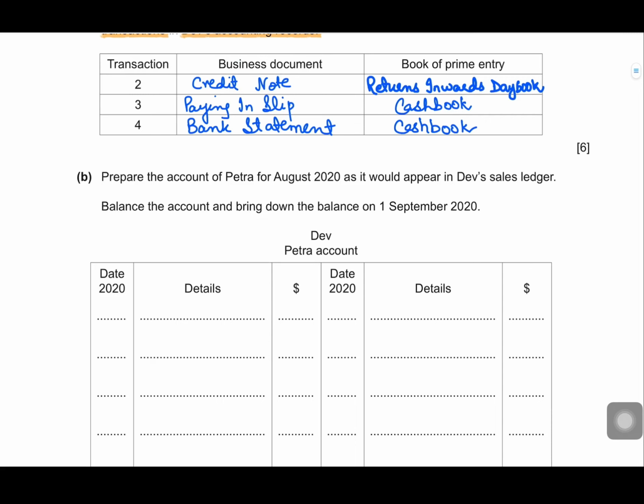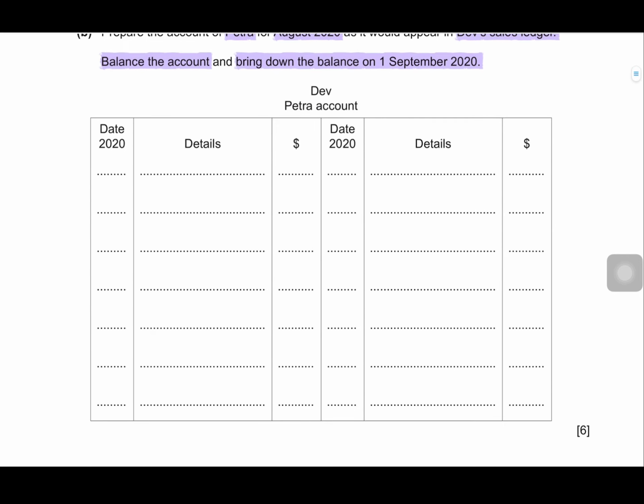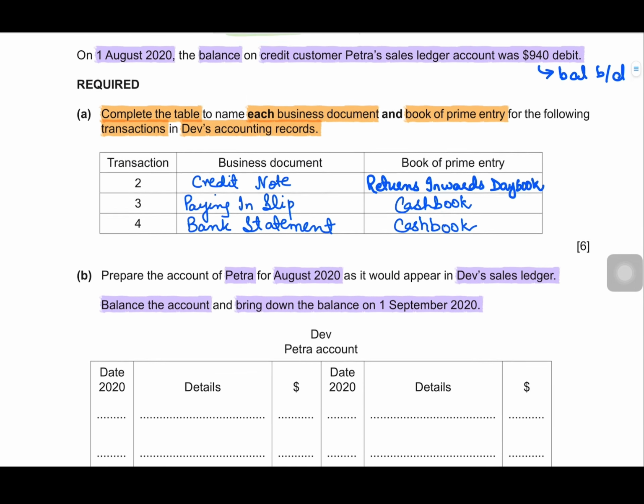Part B says prepare the account of Petra for August 2020 as it would appear in Dave's sales ledger. So from Dave's perspective, you have to prepare Petra's account, and you are also told to balance the account and bring down the balance on 1st of September 2020. Right, so we have the format over here. We are given the year as well, 2020. You just have to make the T account.